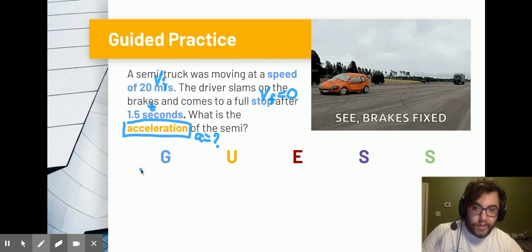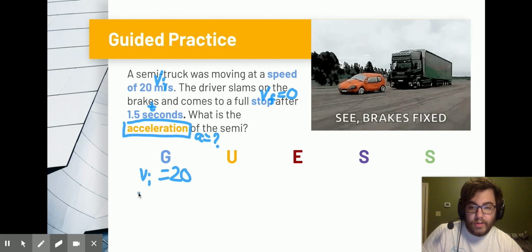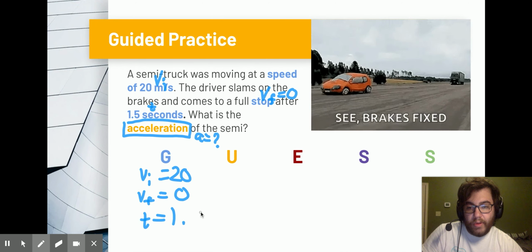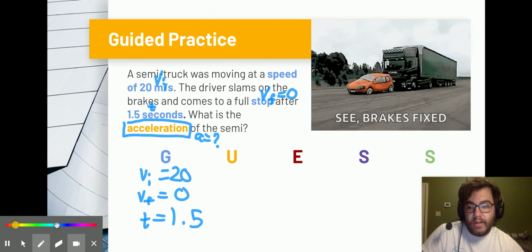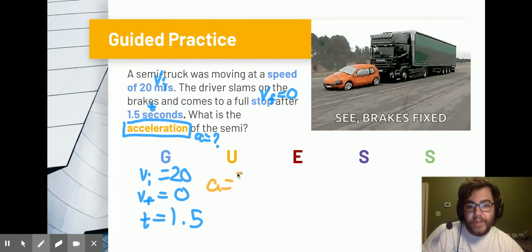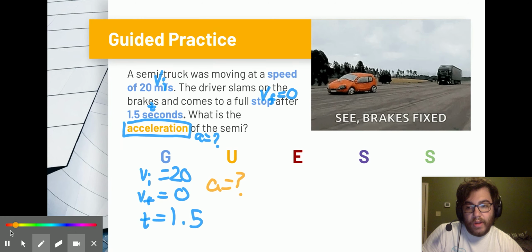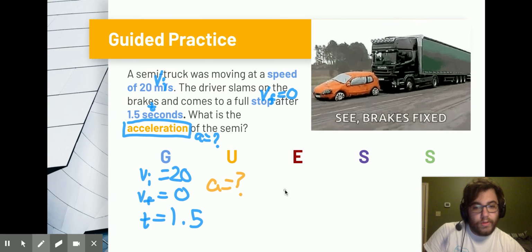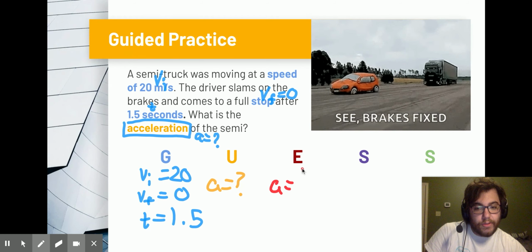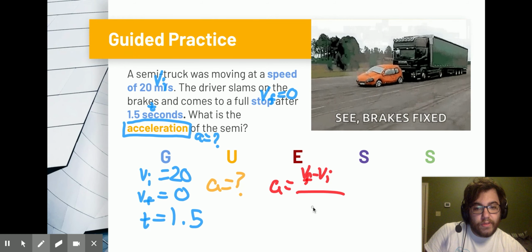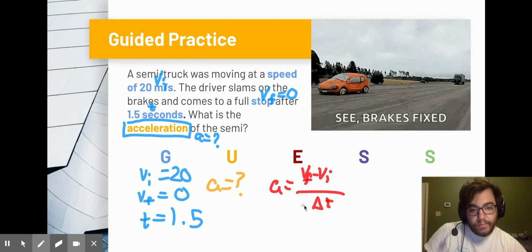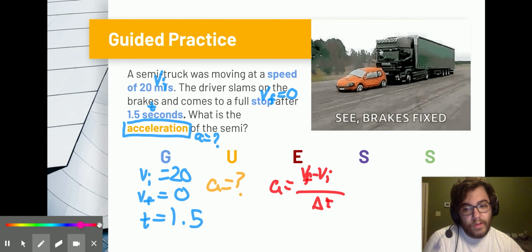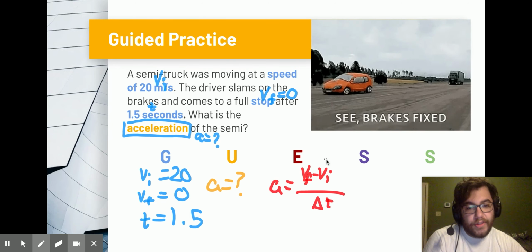So, VI is equal to 20. VF is equal to 0. And T is equal to 1.5. My A is equal to question mark. We don't know what it is. And because we have those 4 variables, either as a given or a known, we can use the equation A is equal to VF minus VI divided by delta T. Delta T and T are pretty much the same thing in most cases. All right, and now all we gotta do is plug in and solve.